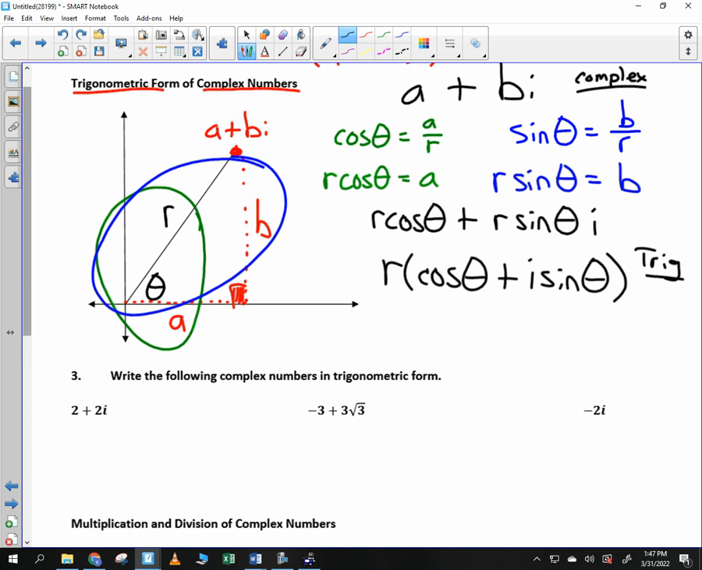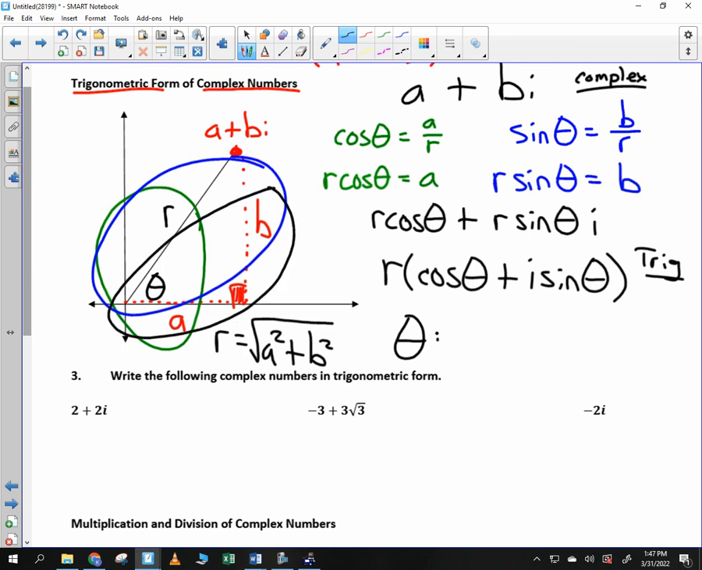In order to go from complex to trig, we need to determine two things. Number one, we have to come up with R. Who can give me an equation to come up with R? Square root of A squared plus B squared. Theta, we have to come up with as well. So let's consider theta. What trig ratio has to do with A, B, and theta? Tangent. So namely, you use tangent of theta is equal to the B value divided by the A value. And we solve for theta.